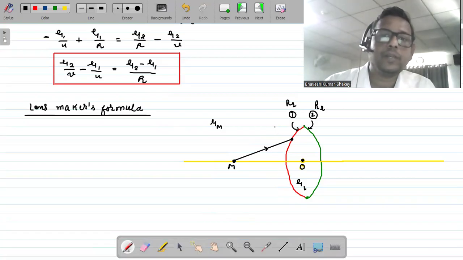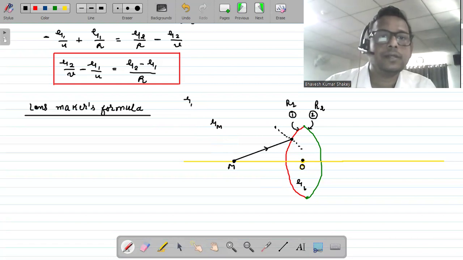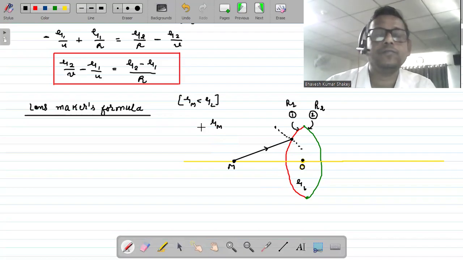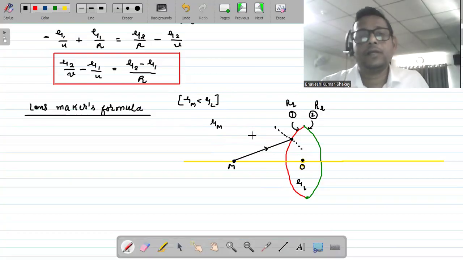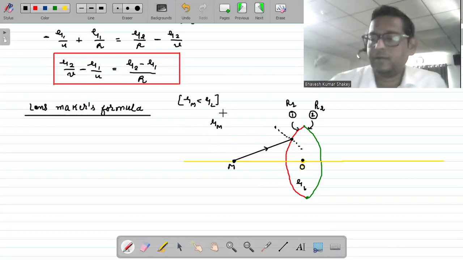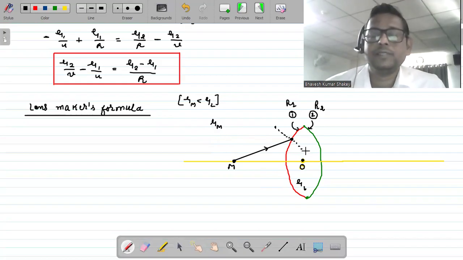Let's draw a normal here. So this is a normal. Now I am considering the case mu m is less than mu l. We are considering that the refractive index of the medium is less than the refractive index of the lens material. So the outside medium is rarer, and inside is a denser medium. So when the light ray travels from a rarer medium to a denser medium, it bends towards the normal.